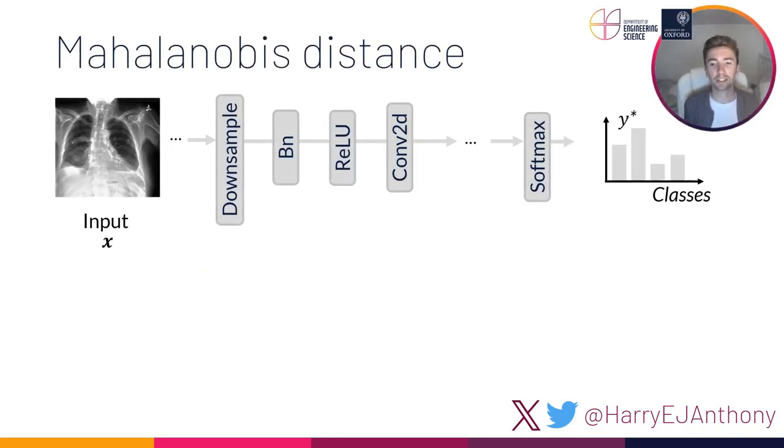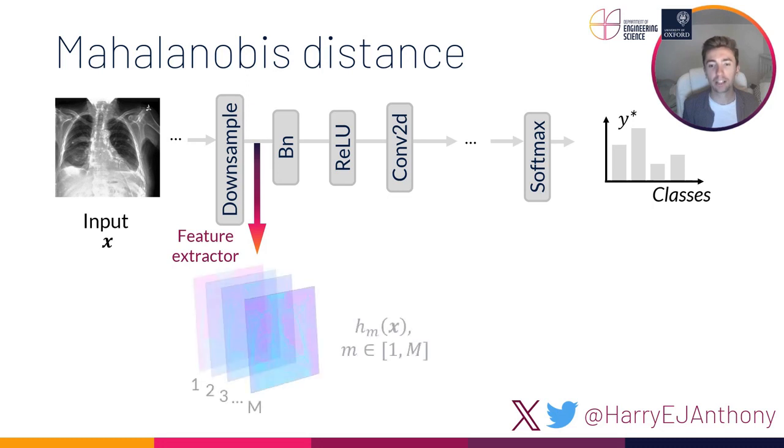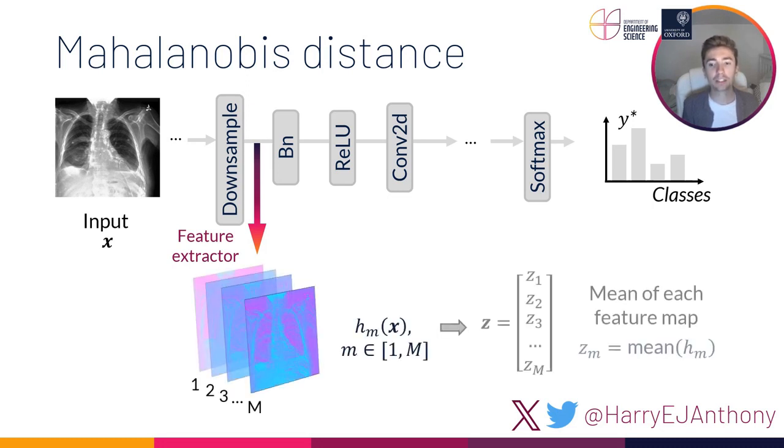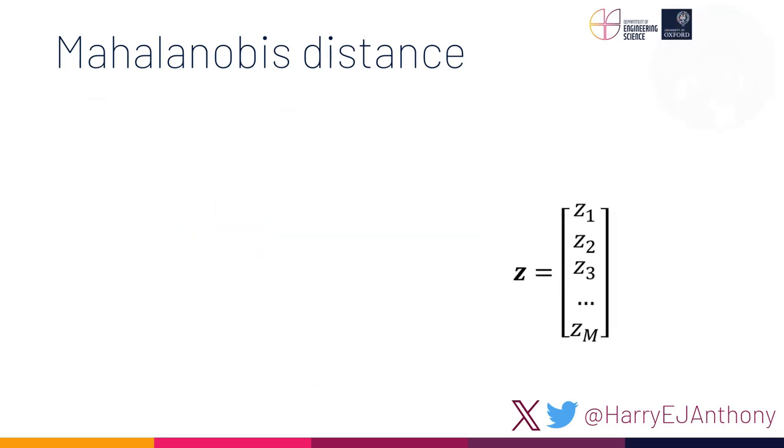So let's run through this method. Here we have our neural network, which has already been pre-trained, and we're giving it a new input. Somewhere in this network, we can extract embeddings using a feature extractor and collect the following feature maps. The mean of these feature maps can then be used to define a new embedding vector.